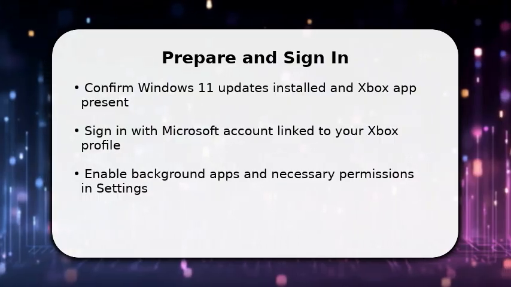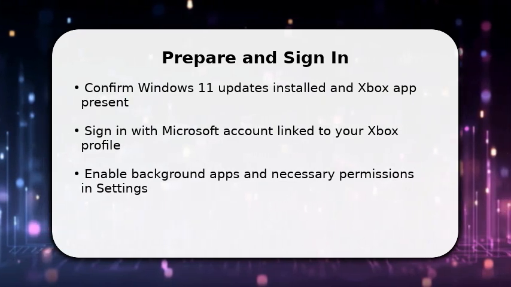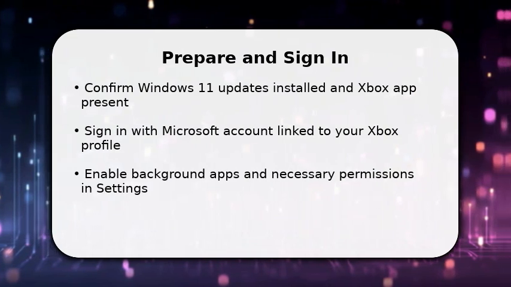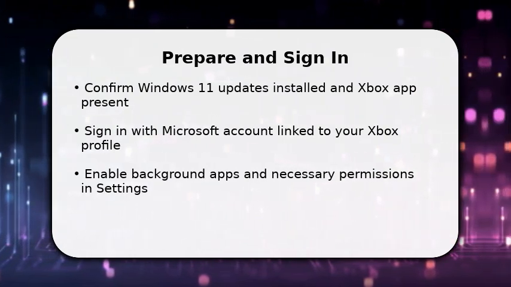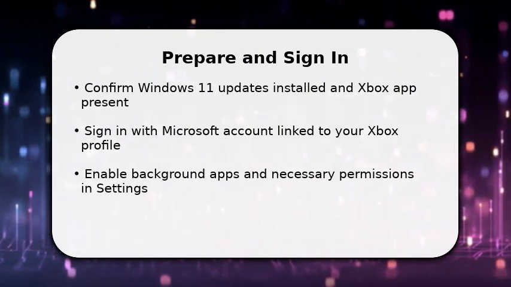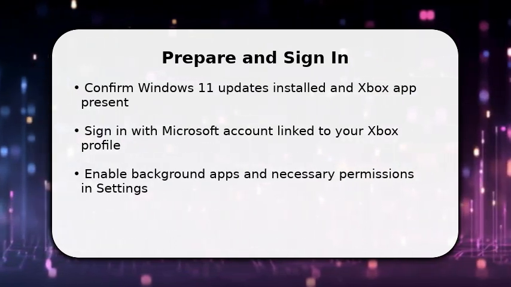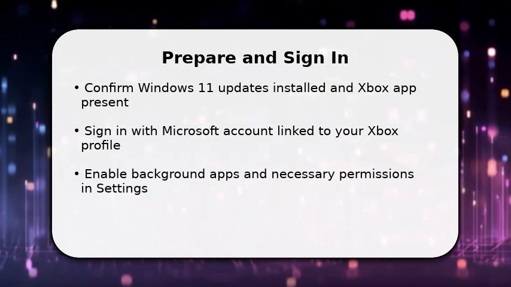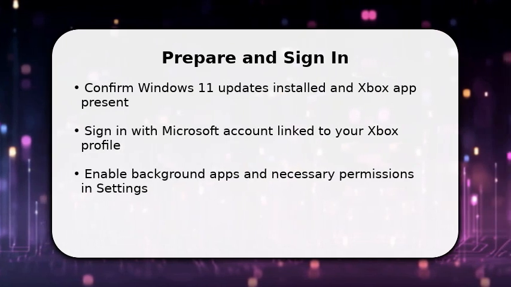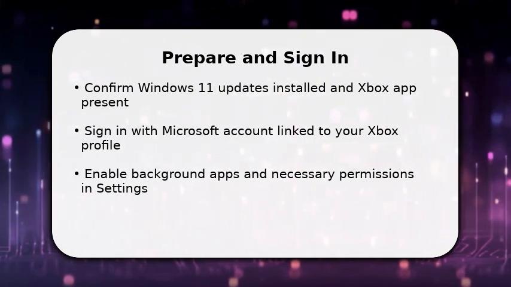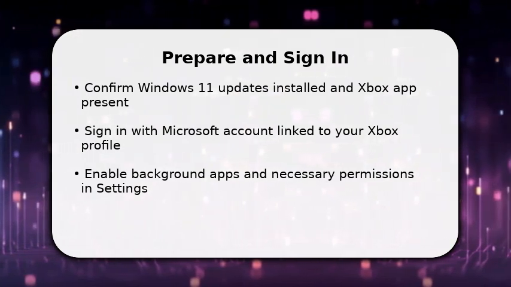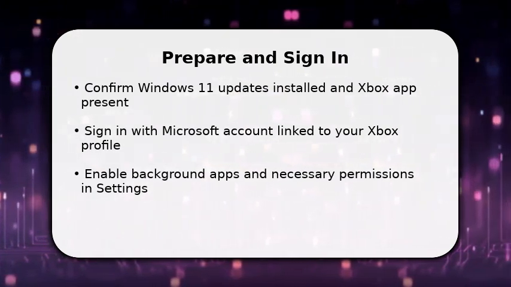You start by getting access. Sign into Windows with the Microsoft account tied to your Xbox profile because the app syncs achievements and purchases. Once signed in, open the Microsoft Store to confirm the Xbox app is installed and updated. This prevents launch errors. Make sure background apps and microphone/camera permissions are allowed for the Xbox app, which enables chat and game streaming. These first steps remove common roadblocks and get you ready to connect to games and cloud services right away.